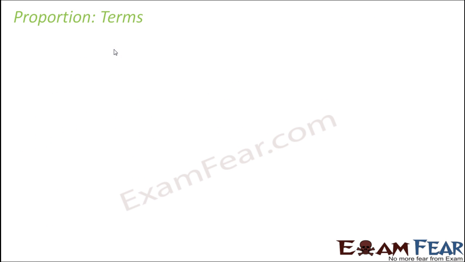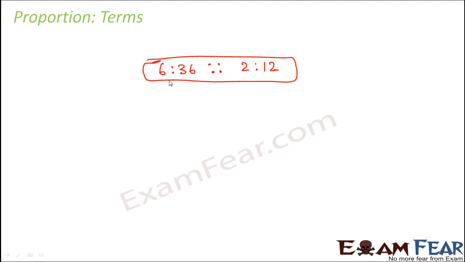Now in a proportion, let's use the same proportion, 6:36 is proportional to 2:12. In a proportion, you will always come across these numbers: 6, 36, 2 and 12. These numbers are called the terms in a proportion. They are the respective terms in a proportion and their order is very important. Now 6:36, you cannot write it as 36:6 because that will alter the entire meaning. Similarly, you cannot interchange the position of 36 and 2. So their positions also play a very important role.